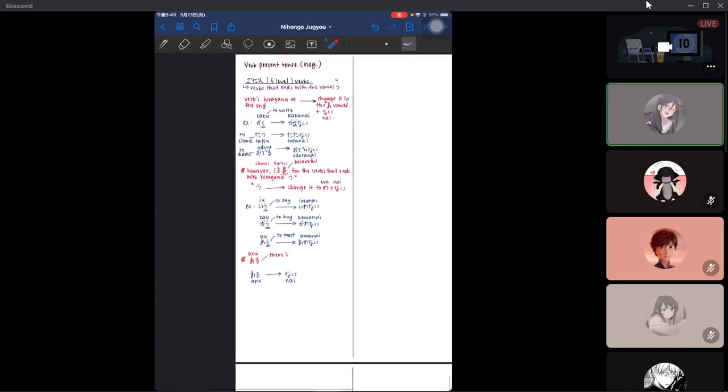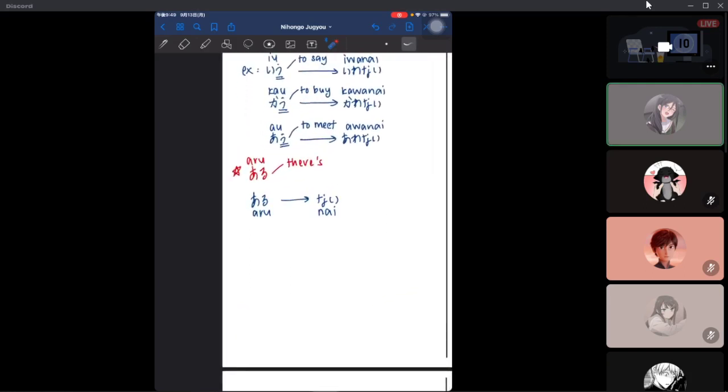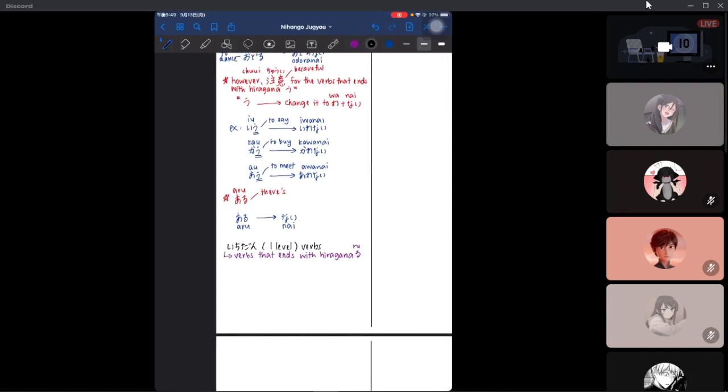So that is for godan. The next one we go to is ichidan, which means the one level verbs. And you might wonder, what is a one level verb? It's basically verbs that end with hiragana ru.